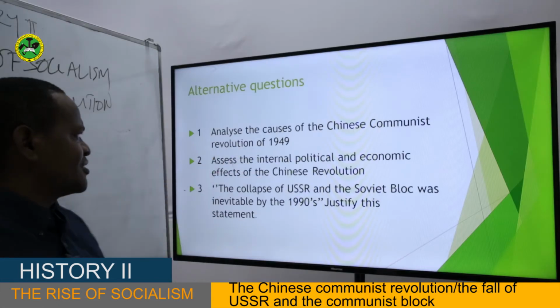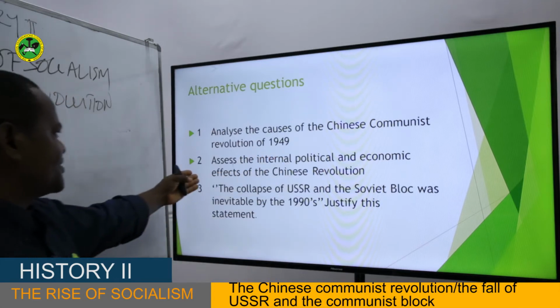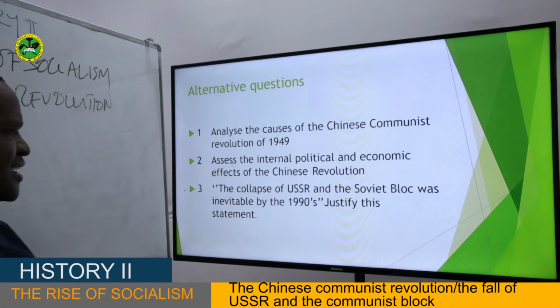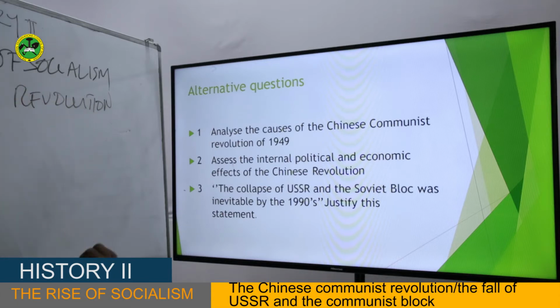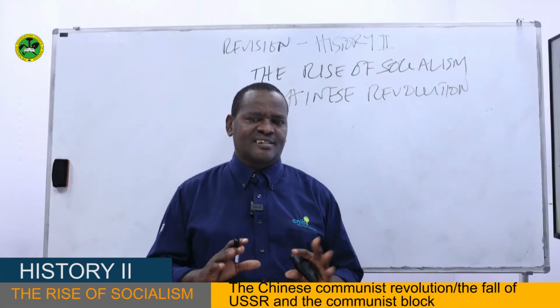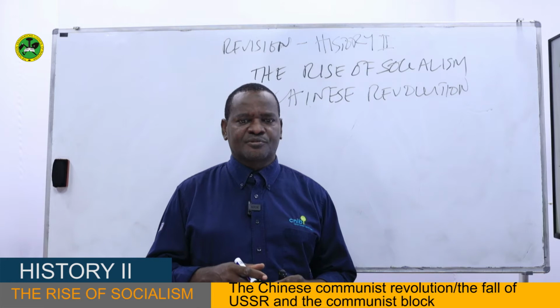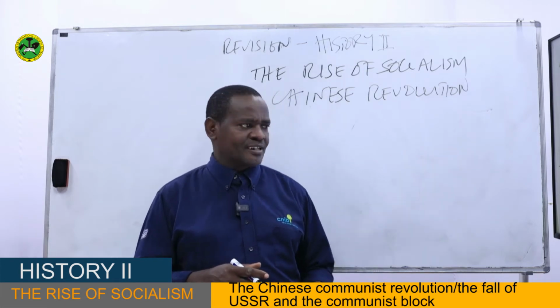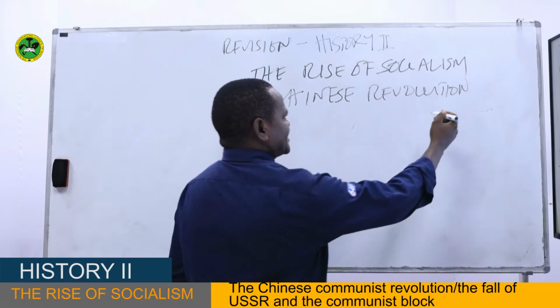The first question is analyze the causes of the Chinese Communist Revolution of 1949. And another question is assess the internal political and economic effect of the Chinese Revolution. And our third question is that the collapse of USSR and the Soviet bloc was inevitable by the 1990s. Justify this statement. These are our three questions, and you have to make sure that at the end of our lesson you are able to attempt them, of course, together with some other questions which can be found in this topic or subtopic. My dear students, let's now move to the Chinese Revolution of 1949.